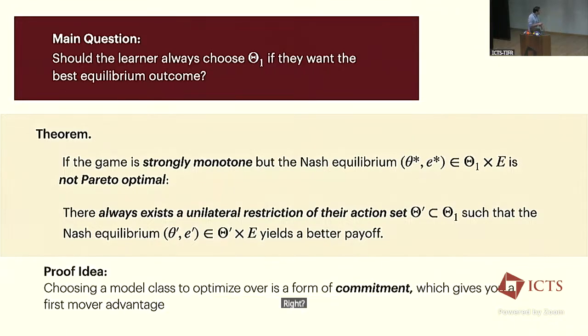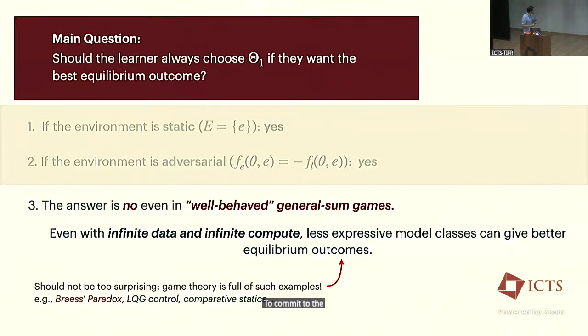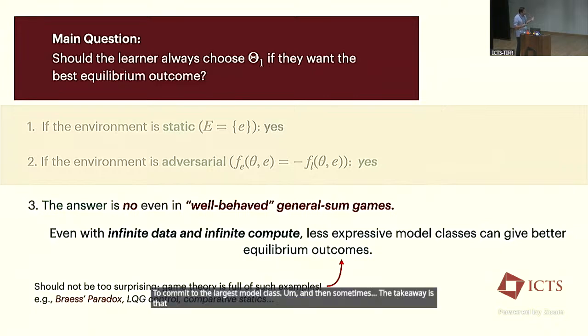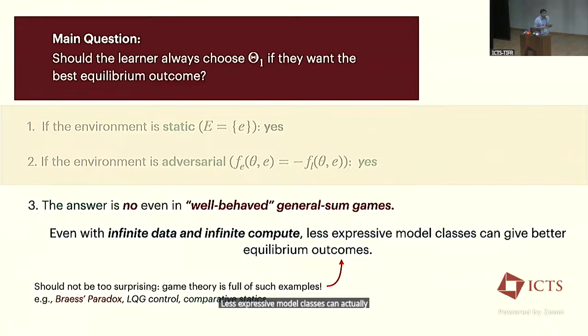And so the idea of the proof that you should keep in mind is that choosing a model class to optimize over is a form of commitment, which gives you a first mover advantage, and it's not always best to commit to the largest model class. In some sense, the takeaway is that with infinite data and infinite compute, less expressive model classes can actually give you better equilibrium outcomes. So this should be very counterintuitive.